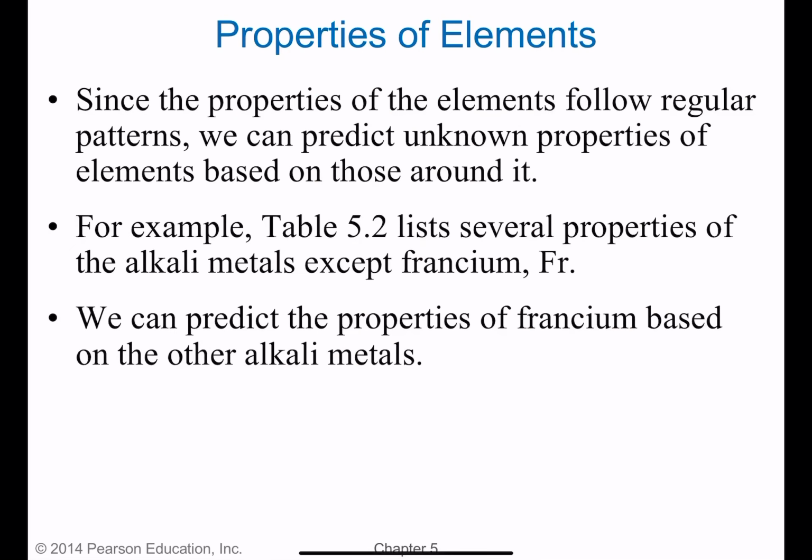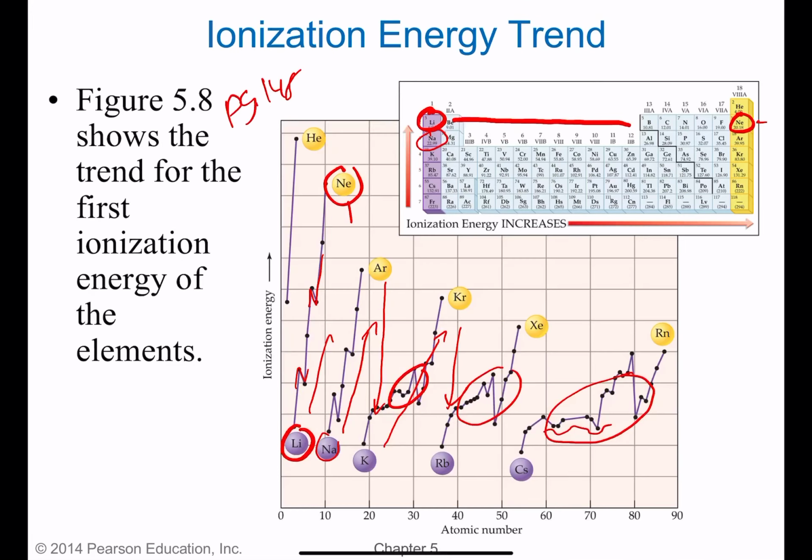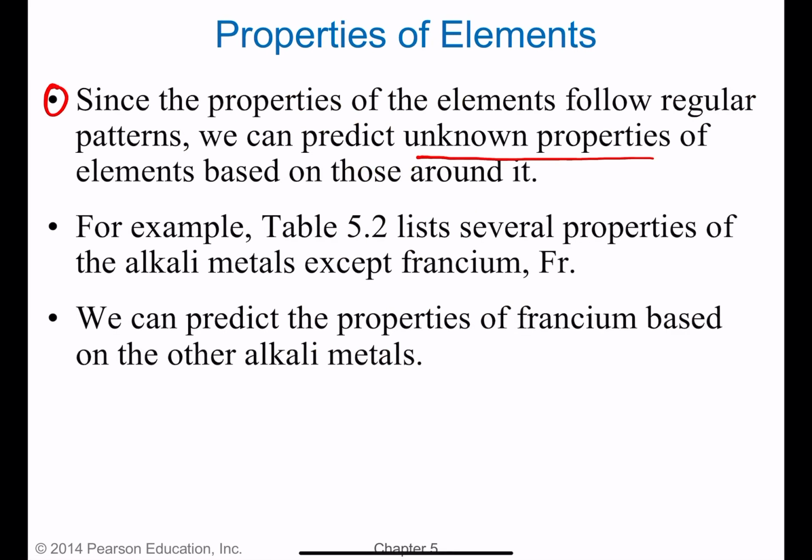So some other properties. Since the properties of elements follow regular patterns, we can predict unknown properties of elements based on those around it. So if you're talking about, let's say, sulfur right here, if you knew something about sulfur, you could predict that same property of chlorine just based on the fact that chlorine is to the right and in the same row as sulfur.